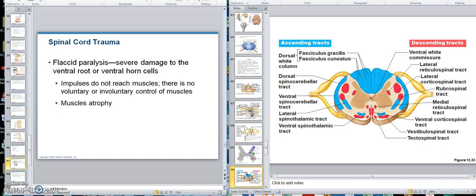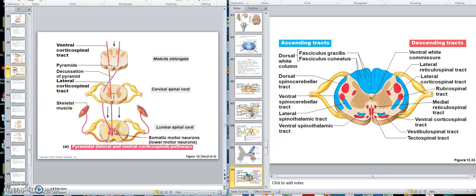A flaccid paralysis would be at the level of the cord. So the neuron coming out, that means it's all floppy, flaccid. Flaccid means you have no tonus whatsoever. Tonus is resting muscle tension. Remember we talked about that in muscle. That would be where you have a lower motor neuron. So you'd have a cut right here, a problem going to the muscle itself, at the level of the cord. That's a flaccid, all flaccid.